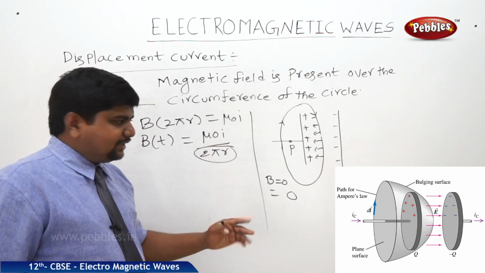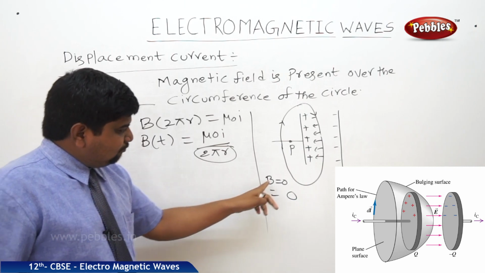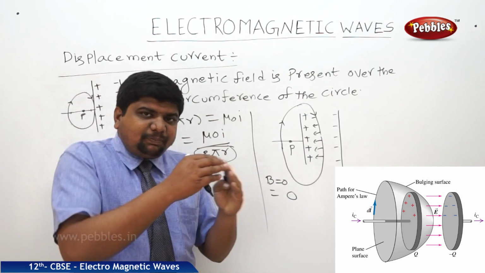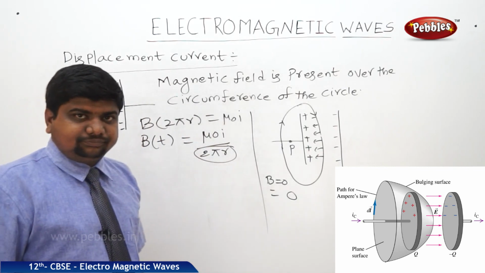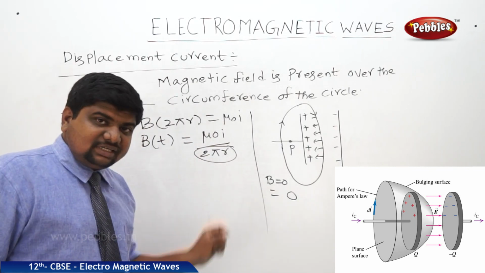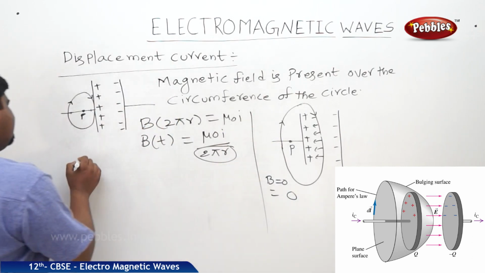So something is happening. Actually, Ampere Circuit Law is mu naught I by 2 pi r. But the result, when we expanded the Gaussian surface, then the result is coming to 0. Which is the reason? What is the reason behind this? Flux. So how can you understand the flux?